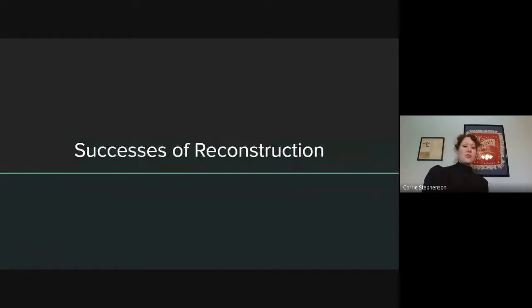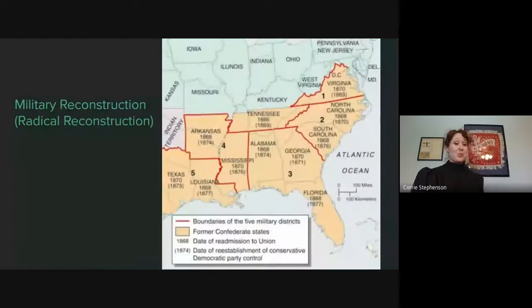And we're going to start with what things historians typically say went right during Reconstruction. So the things that we consider to be successful, even if they were only successful in the short term. So one of the major successes of Reconstruction is, in fact, that we do get all of those former Confederate states back into the Union. So we do get all of these states to agree to our terms to come back into the Union. Now, this is done through what we call military Reconstruction or radical Reconstruction.